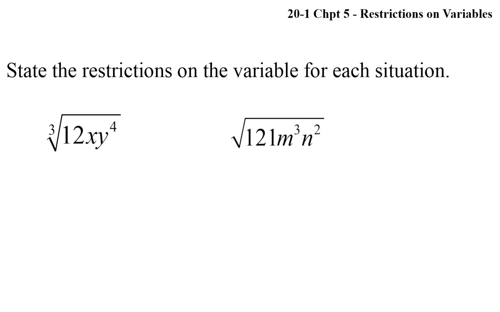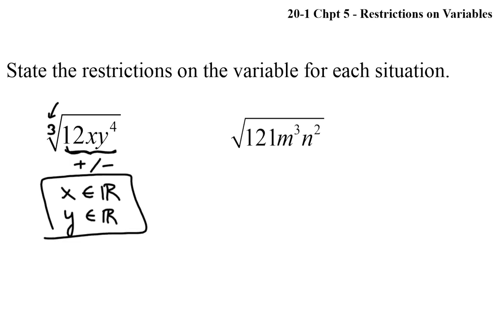Here we go with the last 2. Now, there's more here. We have to think a little bit. Again, this, because it's a cube root, can be positive or negative. The index is really the key with this. Because we need positive or negative, x can be absolutely anything. y can be absolutely anything because we're okay with positive or negative. So any x or y value will work.